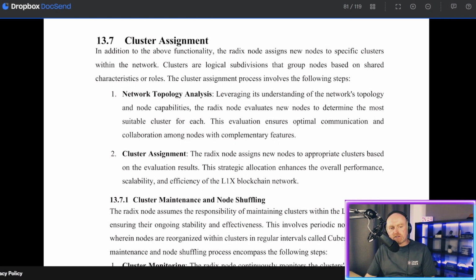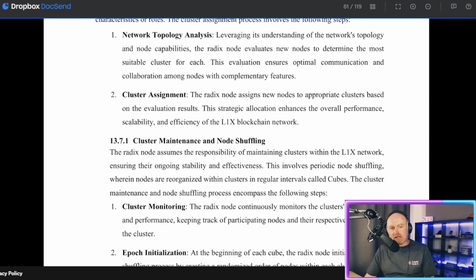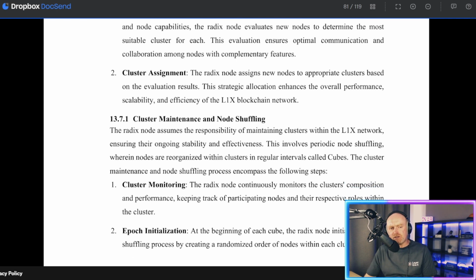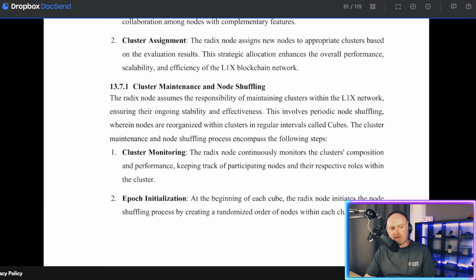Number 1. Network topology analysis. Leveraging its understanding of the network's topology and node capabilities, the Radix node evaluates new nodes to determine the most suitable cluster for each. This evaluation ensures optimal communication and collaboration among nodes with complementary features. Number 2. Cluster assignment. The Radix node assigns new nodes to appropriate clusters based on the evaluation results. This strategic allocation enhances the overall performance, scalability, and efficiency of the L1X blockchain network.